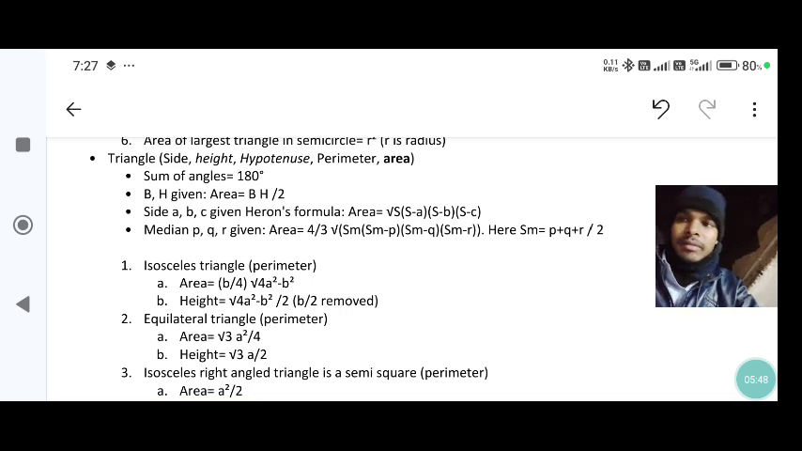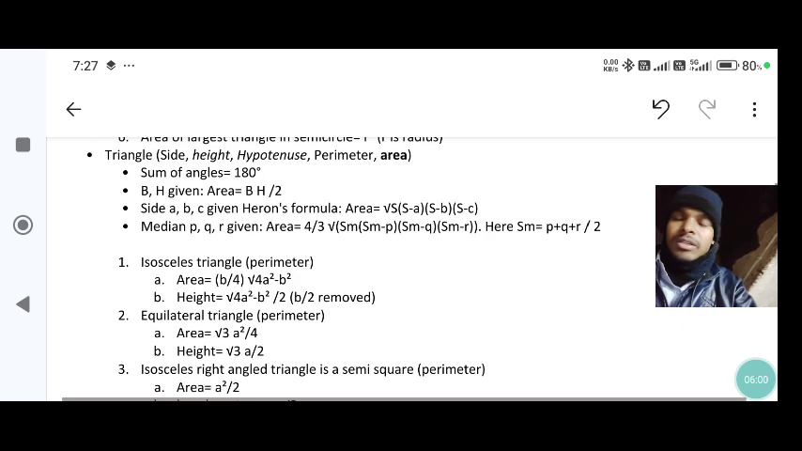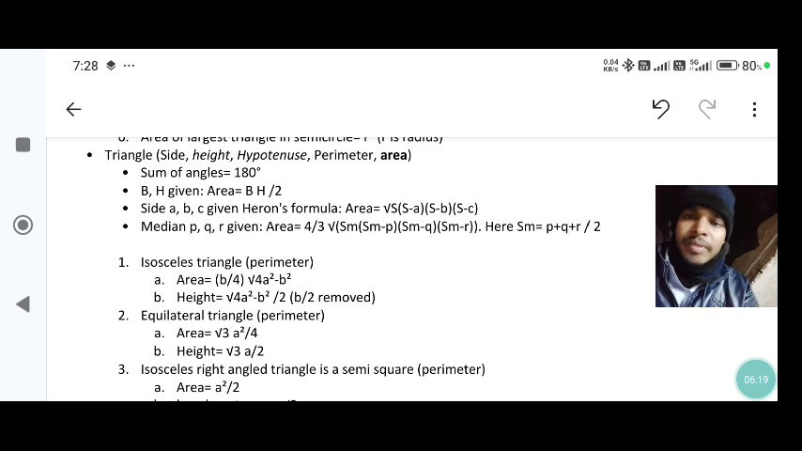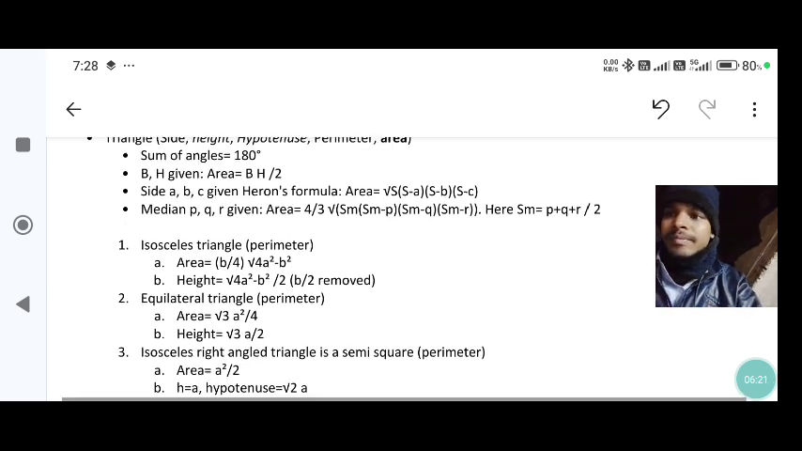Next, coming to triangle. For triangle we have to learn about the side, the height, the hypotenuse, then the perimeter of the triangle, and the area. The area is important. The sum of the angles in a triangle is 180 degrees. If base and height are given, then the area will be half into base into height. If three sides are given, then by Heron's formula we can calculate the area as root under s into (s minus a) into (s minus b) into (s minus c), where s is the semi perimeter.